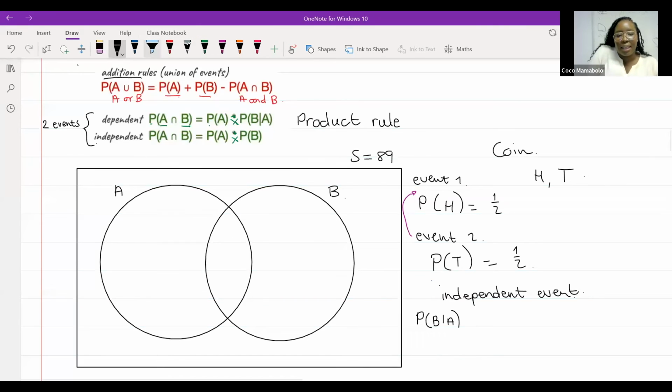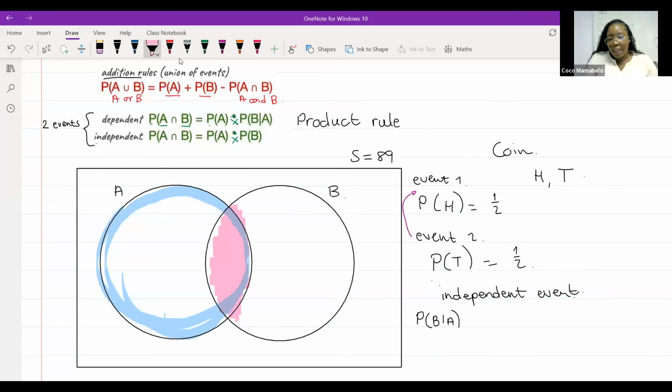What that means is, if I have event A that has happened, the whole of event A, the probability of B is not going to be dependent on the whole of A. The probability of B is only going to be dependent on this part of A, because of the intersection between the two of them.